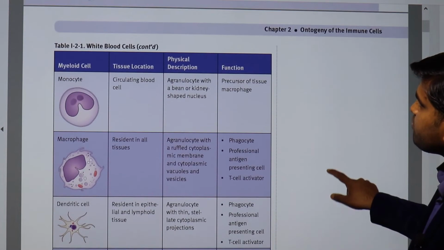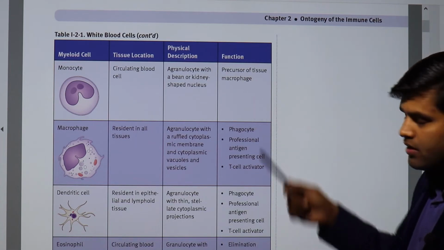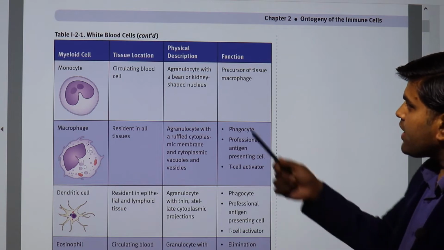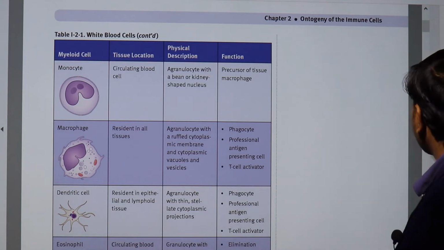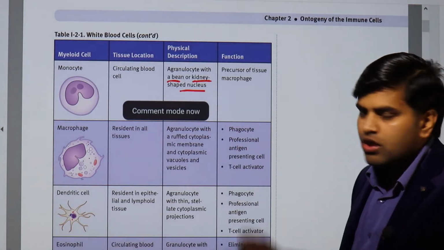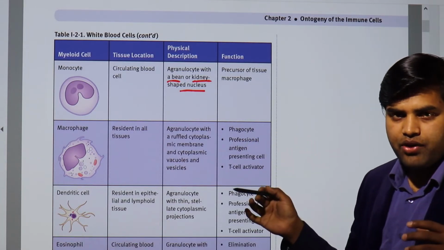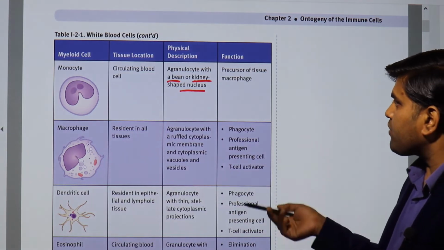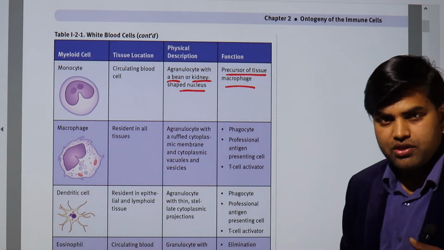Now coming to the white blood cells, let us talk about the monocyte. The monocyte is found in the blood. The same monocyte, if it comes into the periphery, becomes the macrophage. The monocyte is circulating in the blood. They are granulocytes with a bean shaped or kidney shaped nucleus. That is important. So this is the characteristic marker of your monocyte, which is another name for the macrophage. If it is present in the blood, it is a monocyte. If it comes outside, it becomes the macrophage. These are the precursors of tissue macrophages.